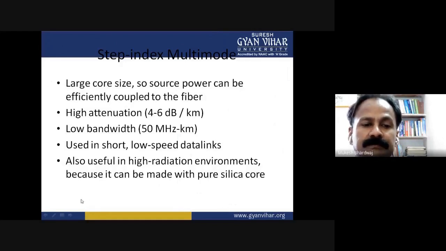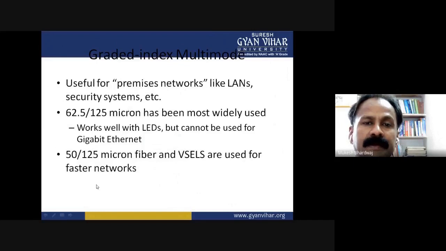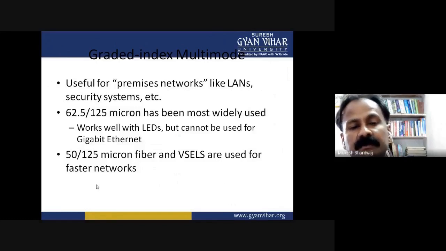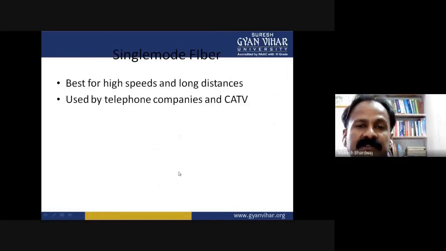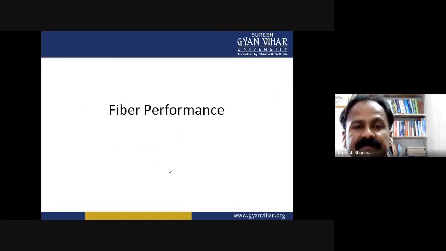Next, graded index multimode, useful for premises networks like LANs, security systems, etc. 62.5/125 micron has been most widely used, works well with LEDs but cannot be used for gigabit Ethernet. 50/125 micron fiber and VCSELs are used for faster networks. Single mode fiber is best for high speed and long distance, used by telephone companies and CATV.